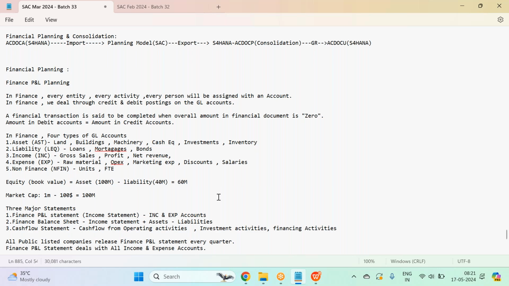Okay, so generally, guys, in finance, we have five types of GL accounts. One is asset account, which starts with AST. Then we have liability and equity accounts, LEQ. Then we have income accounts, INC, expense accounts, EXP, and non-finance accounts, NFIN. So these are the five types of GL accounts we see in finance.